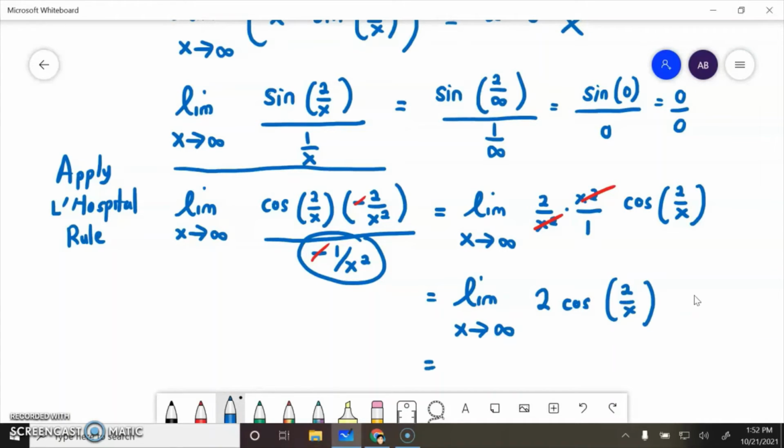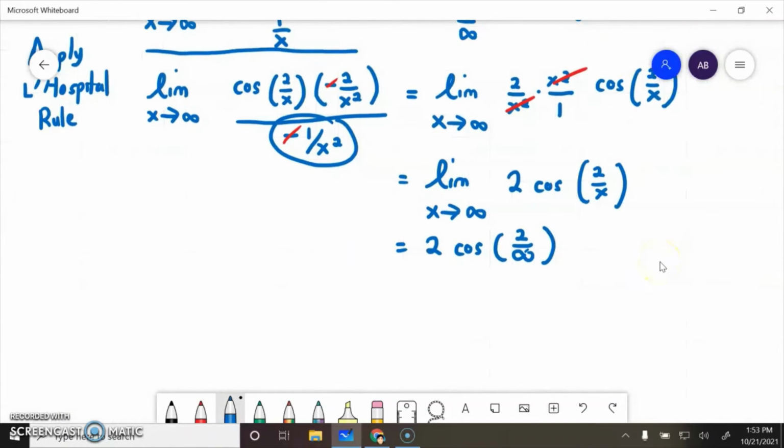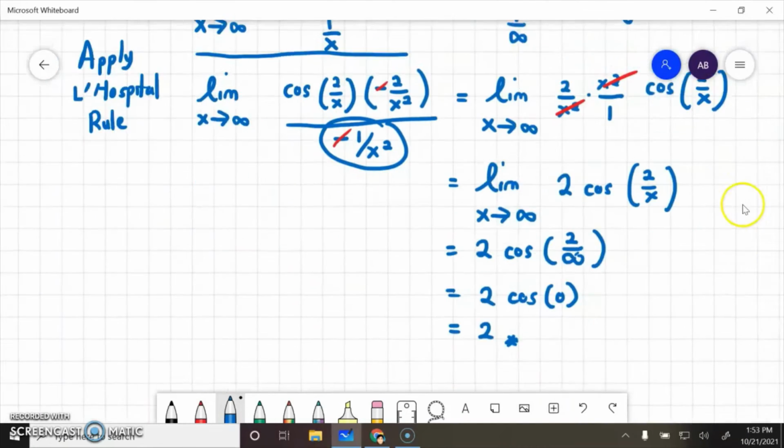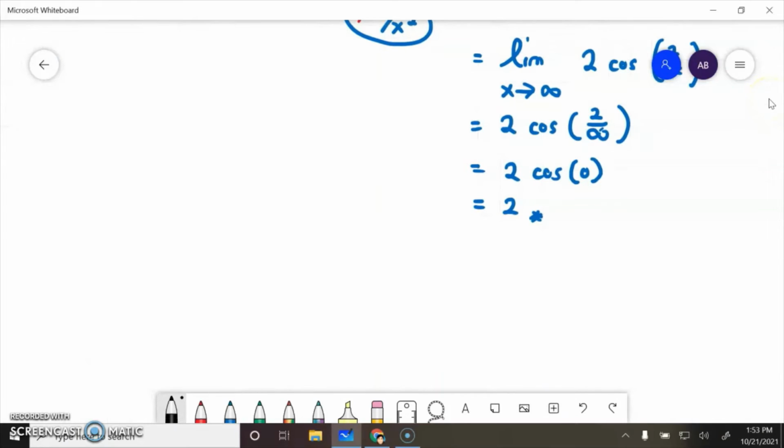Now by taking x approaching infinity, I have 2 cos of 2 over infinity. Now 2 divided by a big number will give me 0, so I will have 2 cos 0. Cos 0 is 1, so the answer is 2. So that is another way for us to do it if, let's say, you have a form that is not a fraction indeterminate form. Now that can be another example.